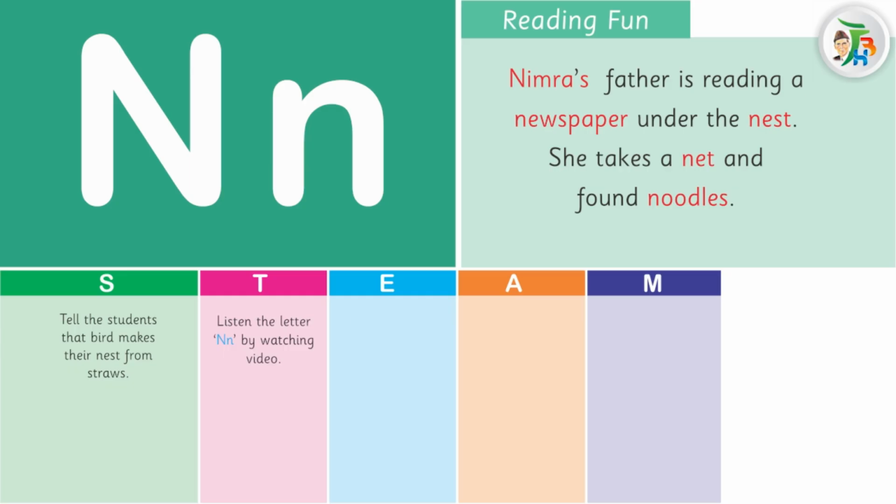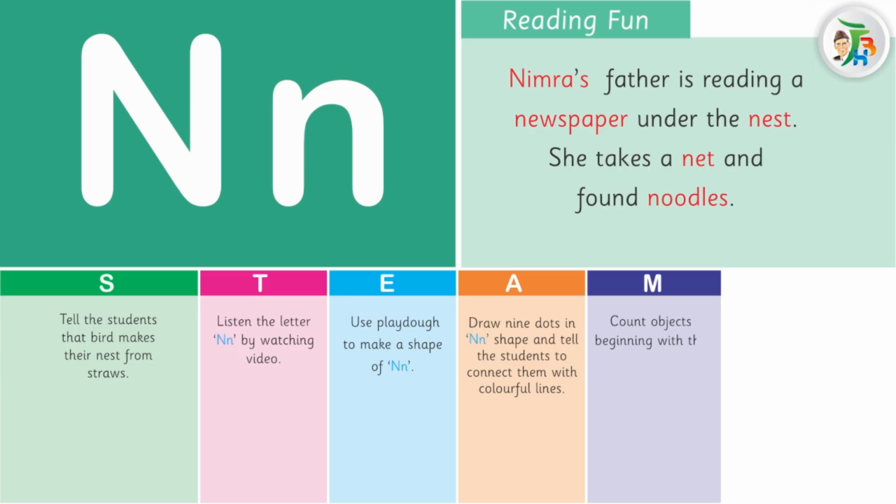E. Use Play-Doh to make a shape of N. A. Draw 9 dots in N and tell the students to connect them with colorful lines. M. Count objects beginning with the sound N around you.